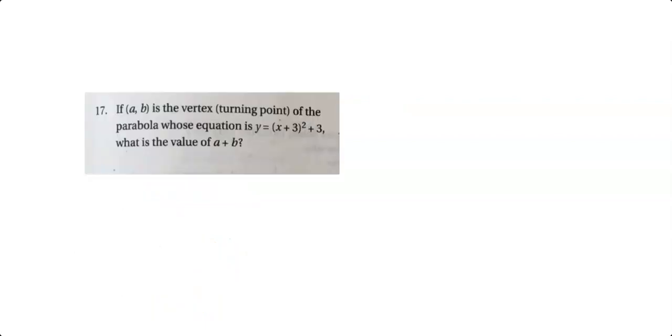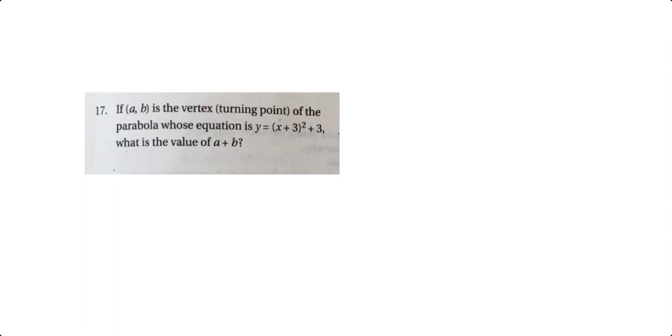All right, the next problem. If a comma b is the vertex or turning point of the parabola whose equation is y equals (x plus 3) squared plus 3, then what is the value of a plus b? This is one of those questions where when you find a and b, they want you to add them together and give that as the answer. So you're actually solving the problem and then giving the answer in a different form.